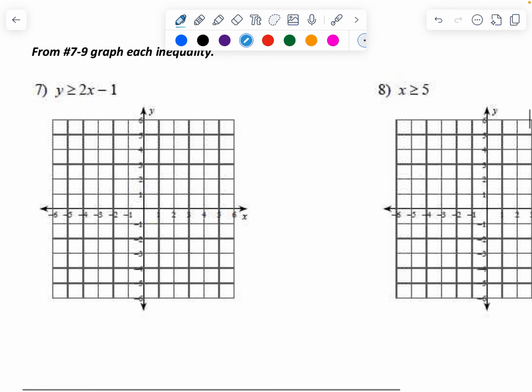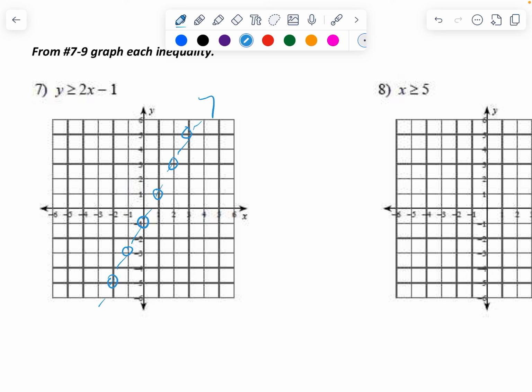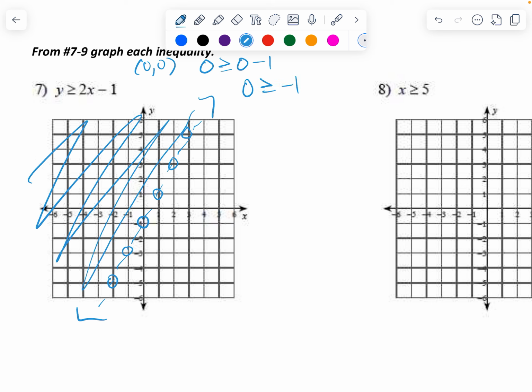Okay, if I'm going to do this inequality, -1, that's an open dot, up 2 over 1, up 2 over 1, up 2 over 1, down 2 over 1, down 2 over 1. That is a dotted line. If I was to put in 0, 0 as a test point, I would get 0 is greater than or equal to 0 minus 1. Is 0 greater than or equal to -1? It is. So all of this up here would be shaded.